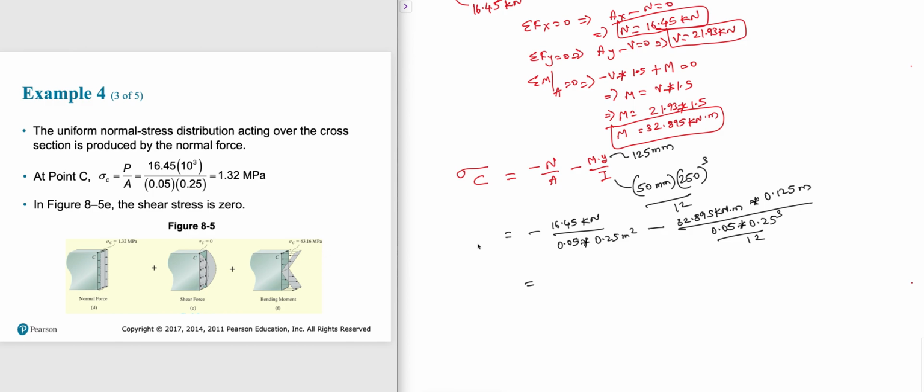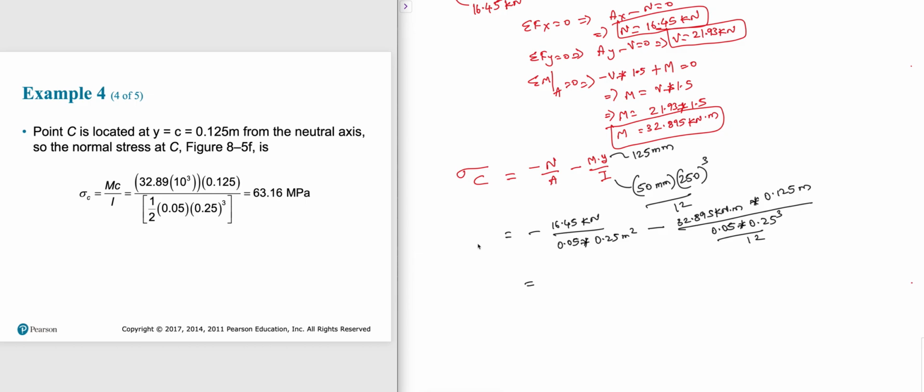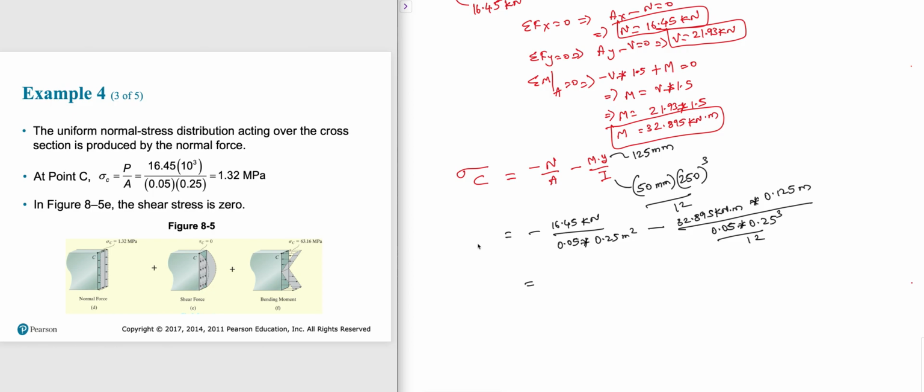So I got 16.45 kilonewton per meter divided with 0.05, 0.25, 32.895, 0.05 divided 0.25 cube times 12. 16.45 divided 0.05, 0.25, and 32.89.